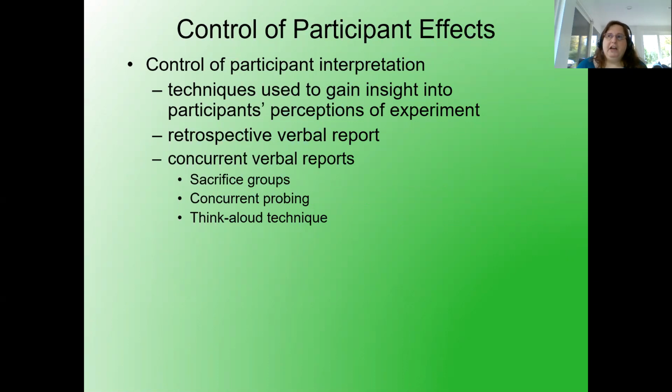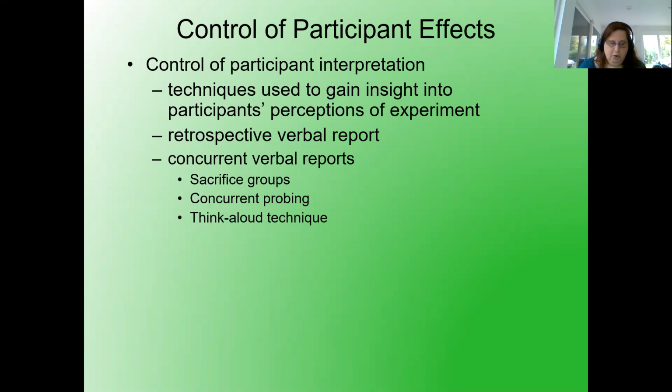Okay, why are they called sacrifice groups? Because you have to sacrifice that data. If you're going to stop them and interview them in the middle of the study, you're of course kind of messing up what you intended to do in your study. And so you get to learn what they were thinking, which is good, but you're going to have to sacrifice them. Now, you might want to do this in the case that you are trying to get a very specific effect out of participants, and you need to know if it's working. So there's a very good reason to do it. Just bear in mind you sacrifice that data.